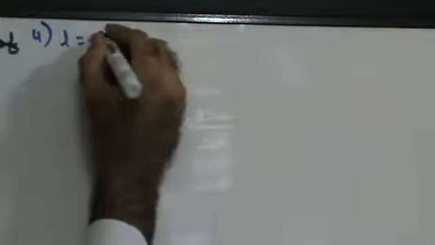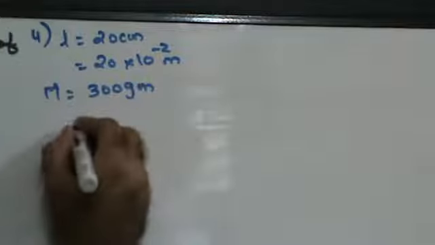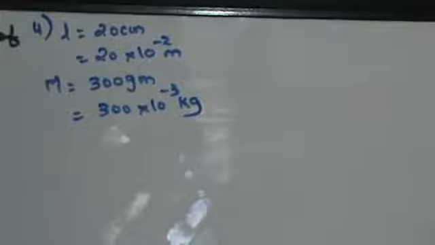A thin uniform rod has a length of 20 centimeters and a mass of 300 grams. Find the moment of inertia and the radius of gyration about an axis passing through its midpoint and perpendicular to its length.